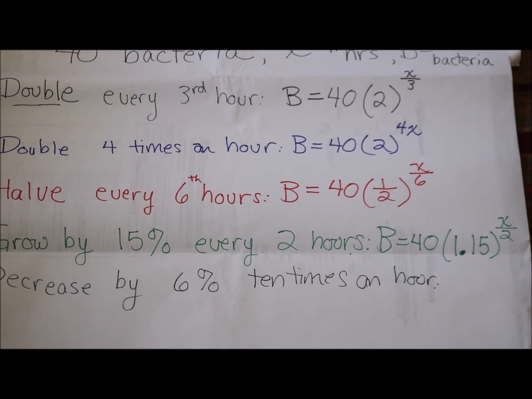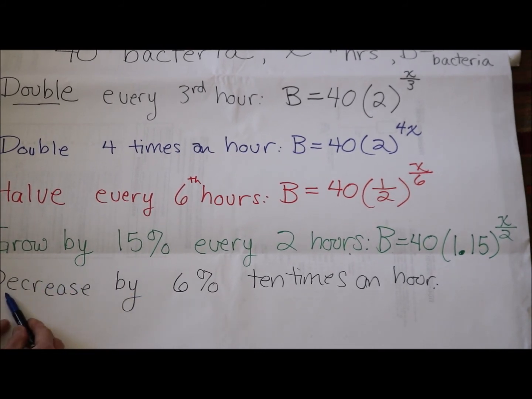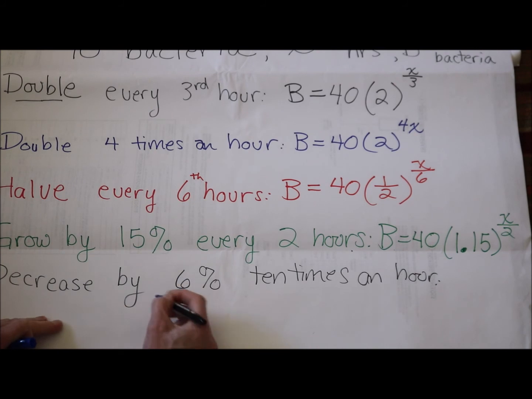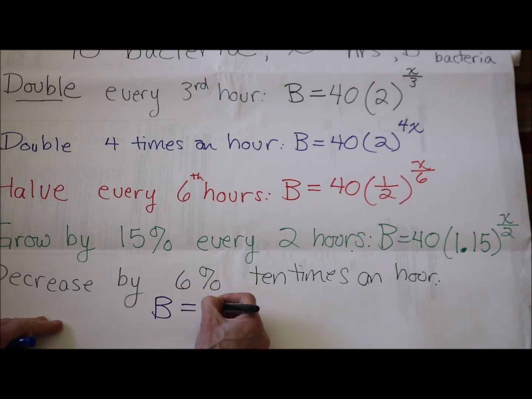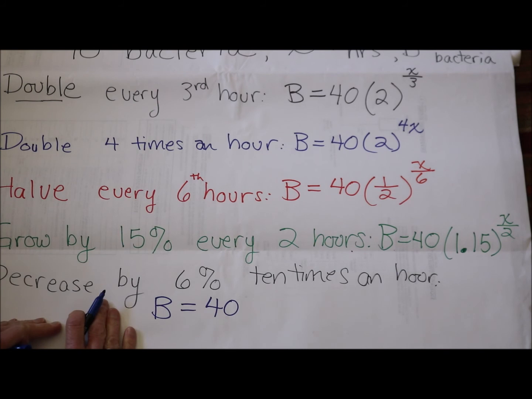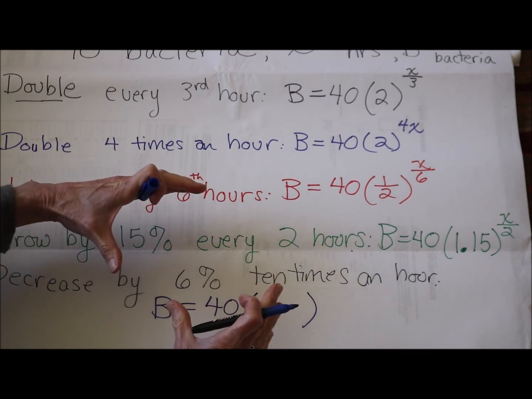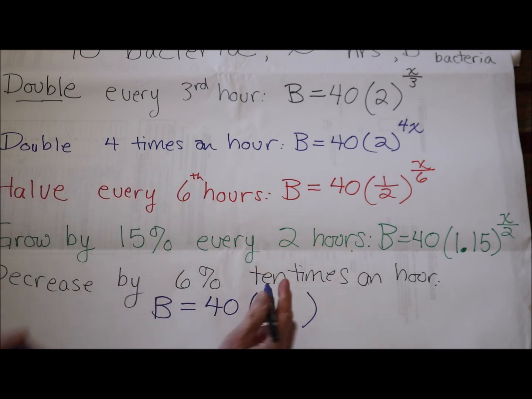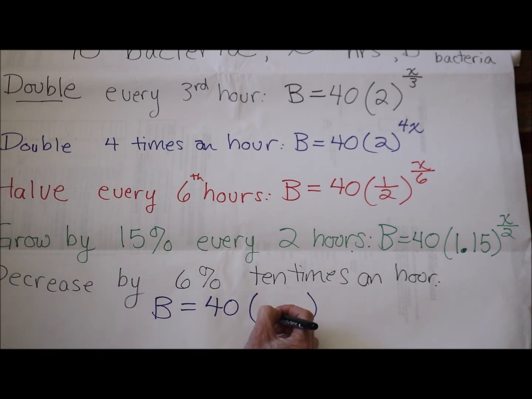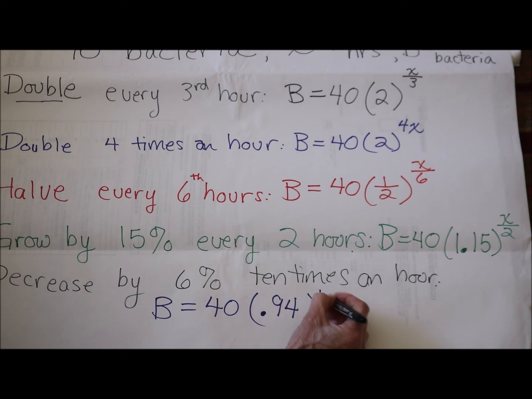Let's look at one last example. Let's say the number of bacteria decrease by 6%, 10 times an hour. All right, so here we go. I'm still starting with my 40 bacteria. I'm decreasing by 6%. Okay, so again, if I'm starting at 100%, but I'm losing 6%, that means I'm left with 94%, which in decimal land is 0.94. But I'm not doing that every hour, I'm doing it 10 times per hour.